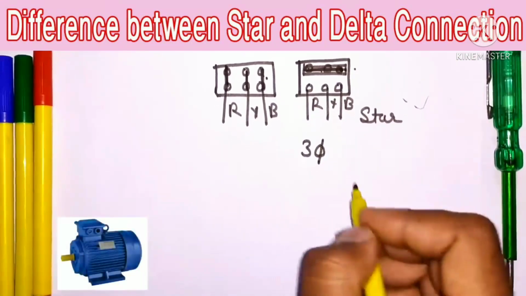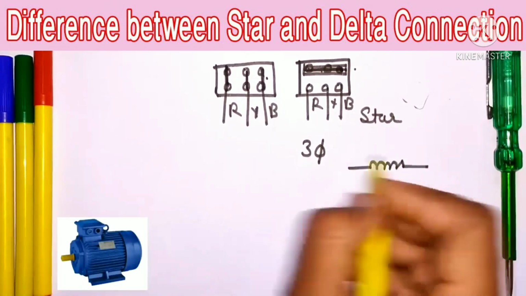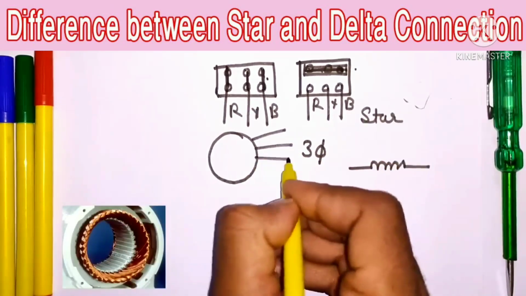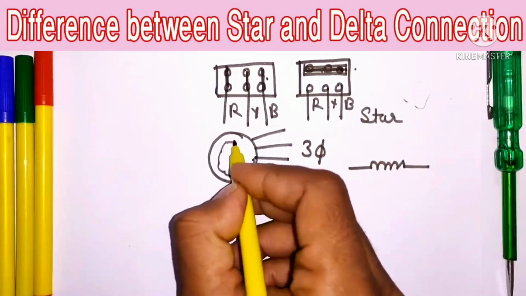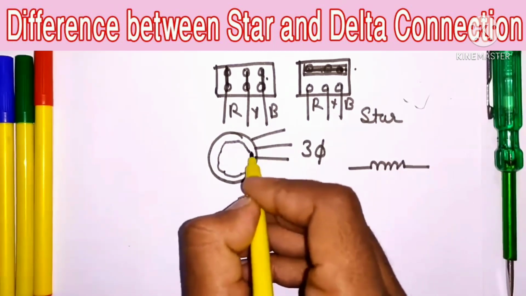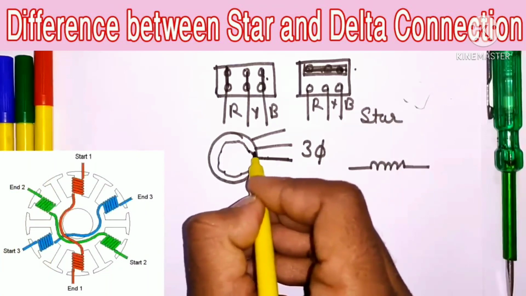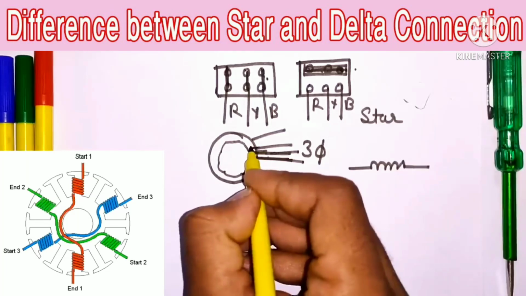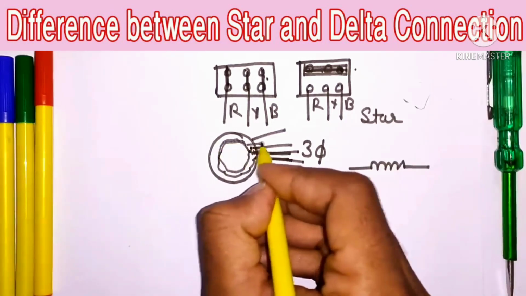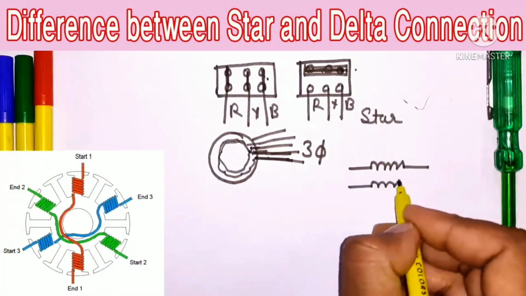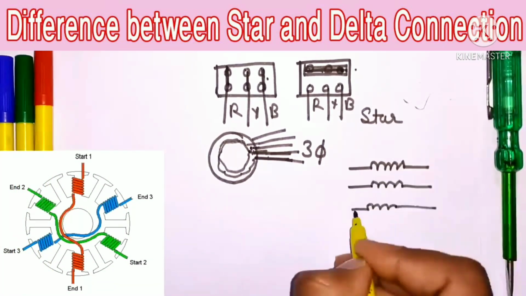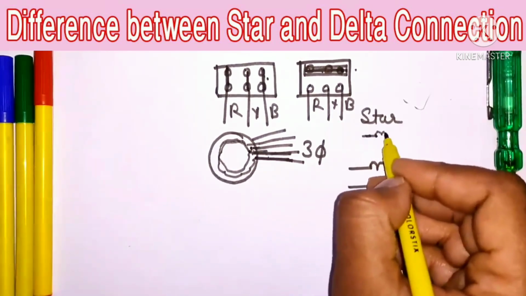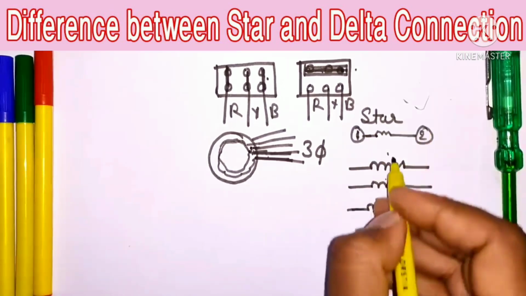And I will explain what is the difference between a star and delta connection and how you will use them. Okay, here is a 3-phase motor, and the first winding has 2 points. The first one is the start point, another is the end point. Here there are 3 phases R, Y and B. R is the first winding, and it has 2 points, the start point and the end point. Also Y has a start point and an end point, and B also.